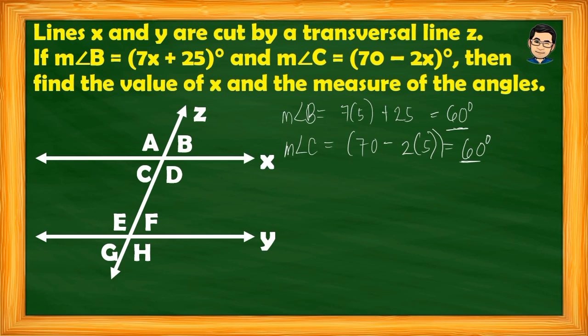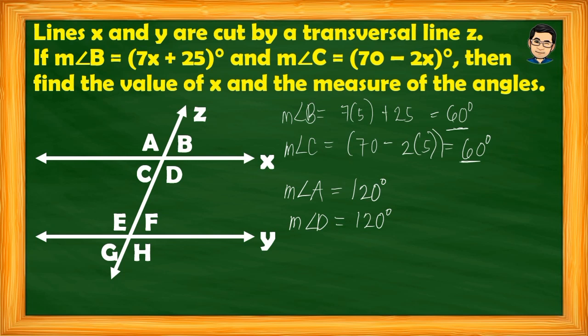Now, ano ang magiging sukat ng ating angle A? So, since angle A and angle B are supplementary, so isusubtract po natin yung 60 sa 180. So, ibig sabihin, ang sukat po ng angle A ay 120 degrees. Next, angle D naman, ang sukat niya ay 120 degrees. So, why is it 120 degrees? It's because angle A and angle D are vertical angles, and vertical angles are congruent.